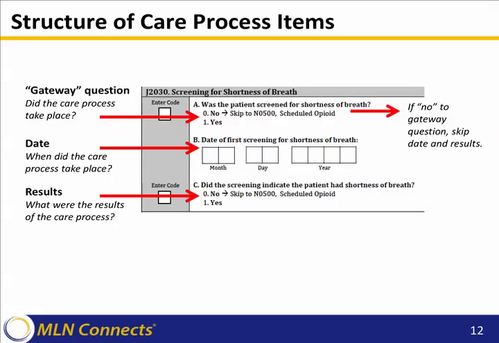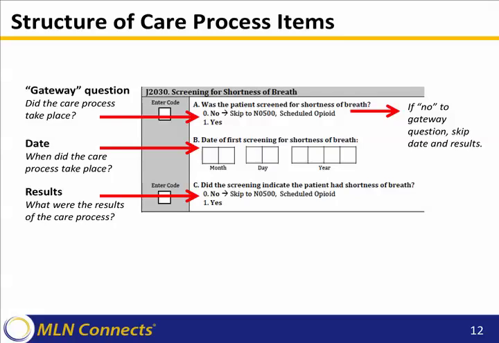We refer to this type of question as a gateway question because it acts like a gatekeeper. Answering yes to the gateway question opens the gate, allowing you to continue to parts B and C of the item. If you answer no to a gateway question, you will skip the date and results portion of the item and move on to the next series of items in the HIS.